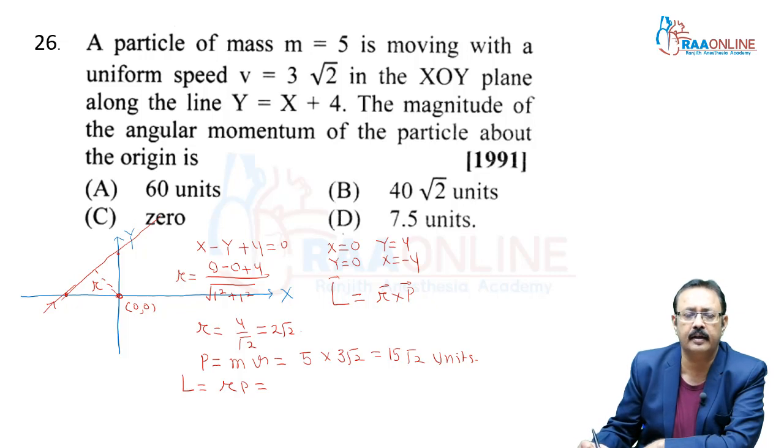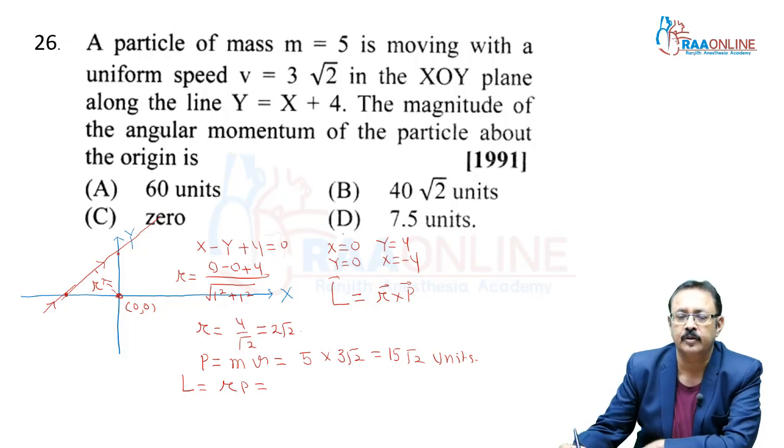What is R? Because this distance is perpendicular distance, the angular momentum's direction is this and R is in this direction. So theta is 90 degrees. So theta is 90 degrees means RP sin 90. So it should be RP.